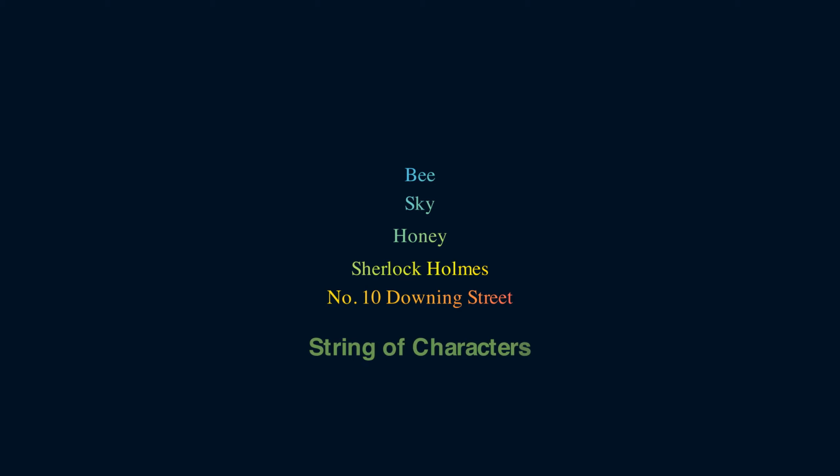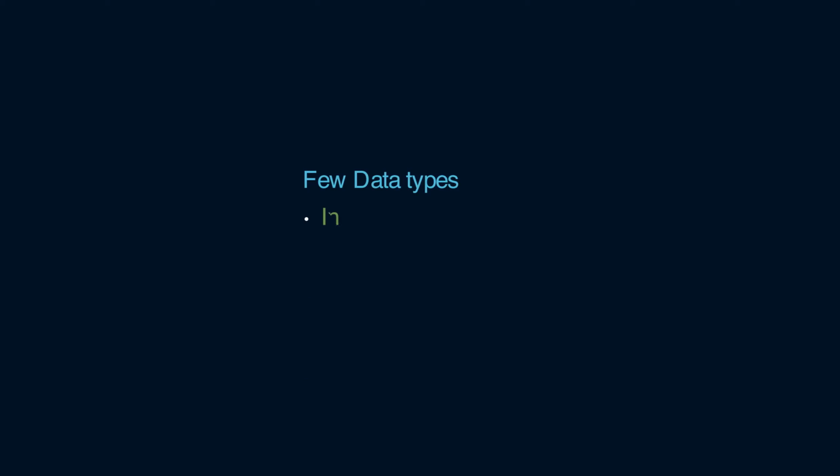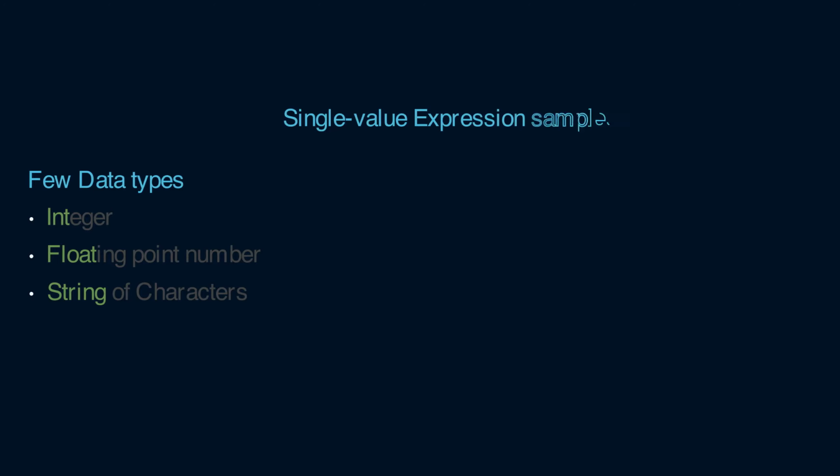When we write words or names, we are chaining multiple characters together. Programmers call that a string. Strings must always be within quotes. In Python, you can use single quotes, double quotes, a pair of three single quotes, or a pair of three double quotes. So we learnt about three data types: int, float, and string. There are more to come later. By writing a single value of any type, we can write a simple Python expression.